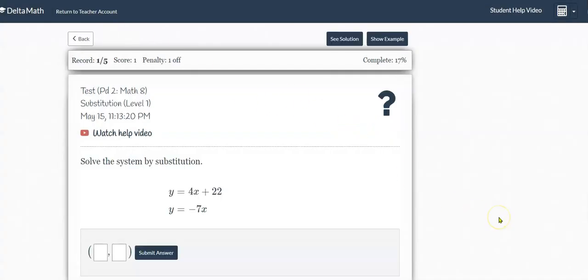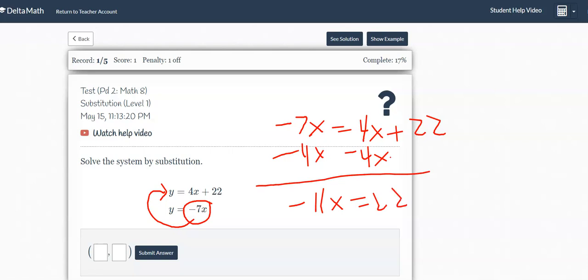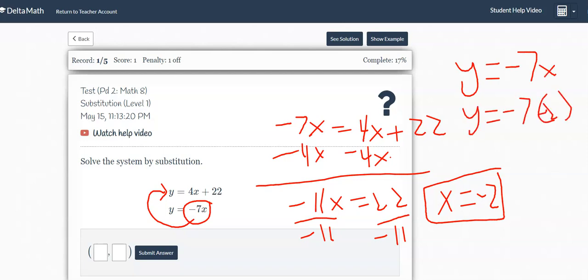Let's try another question. This time I'm going to erase my y and replace it with a -7x. I'm going to solve for x. -11x equals 22. Divide by -11. So x is -2. And replace that here. Erase and replace. So it looks like y is 14. Ooh, my marker is not working properly. So -2 and 14.